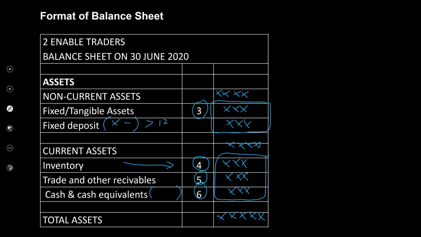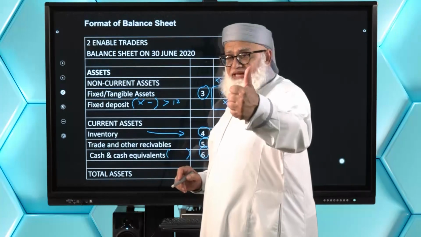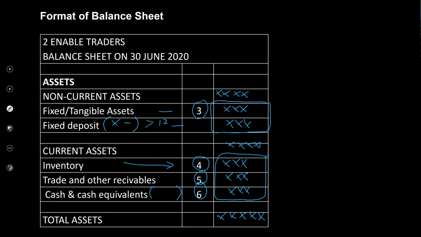So what makes up your total assets would be, one, your non-current assets. What makes up your non-current assets would be your tangible assets plus your fixed deposit. Add the two gives you non-current assets. You then come to your current assets. What makes up your current assets is inventories, receivables, cash and cash equivalents. Add that up. Add the two components, non-current plus current, and that gives you your total assets. That's the top half of your balance sheet.